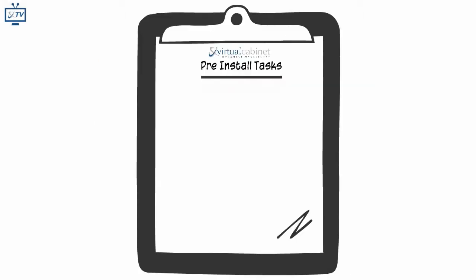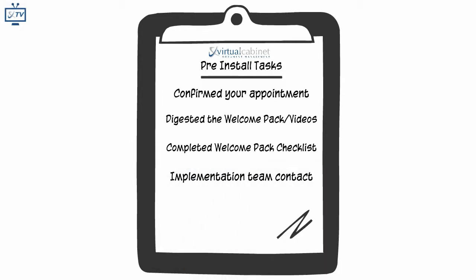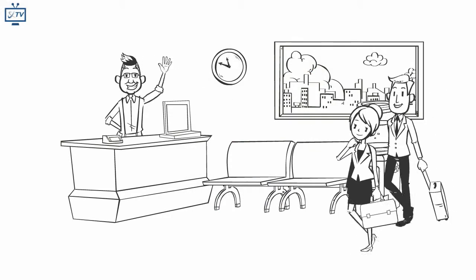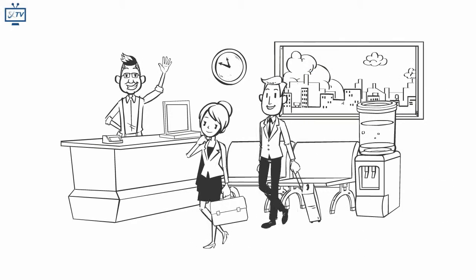Okay, so before we arrive, you will have carried out the following tasks. Confirmed your appointment with our admin team, digested our welcome pack or welcome video series, completed the welcome pack checklist, and had contact from your implementation team to discuss any queries you may have. Your implementation team, or Lone Ranger, will make their way to your site for the agreed appointment time.